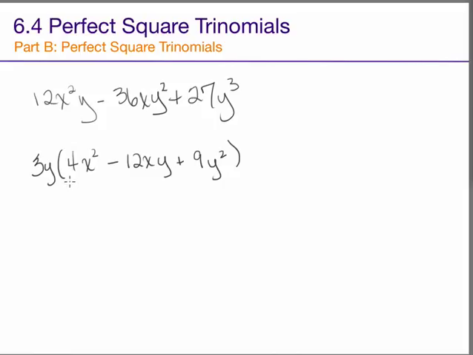Now let's look again. Is there anything common to all three of these numbers? No. 3 was the biggest thing. What about the variables? I have one x and one y in this term, but I have no y's in this term, so y is not common to all three, and I have no x's here, so x is not common to all three. 3y is my greatest common factor.